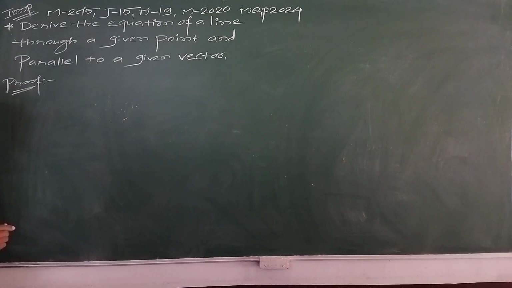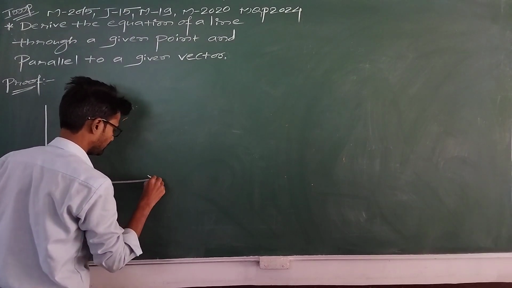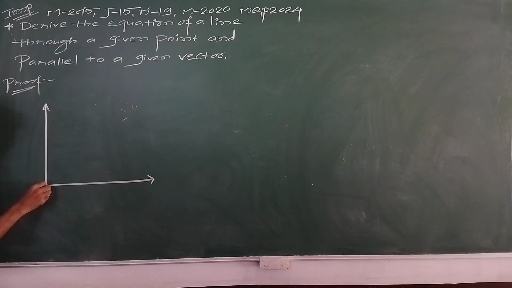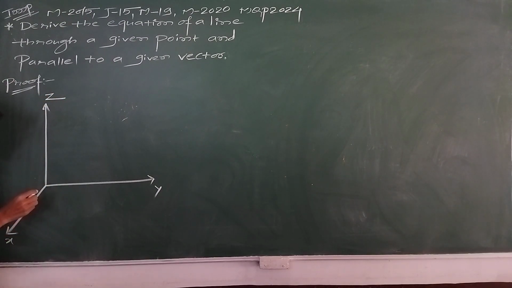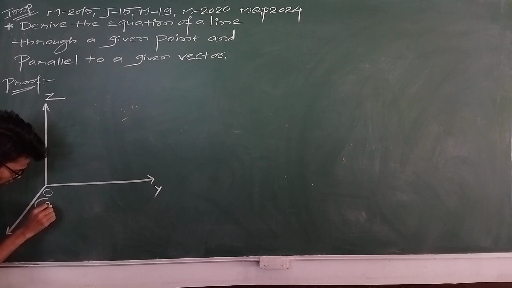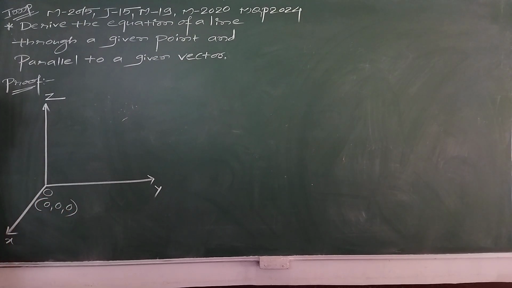See, I will take first a 3D space. This is the x-axis, this one is the y-axis, and this is the z-axis. The point of intersection of all the axes is called origin. Its coordinates are 0, 0, 0, which means the value of x is 0, y is 0 and z is 0.